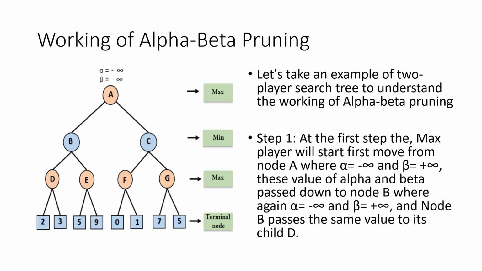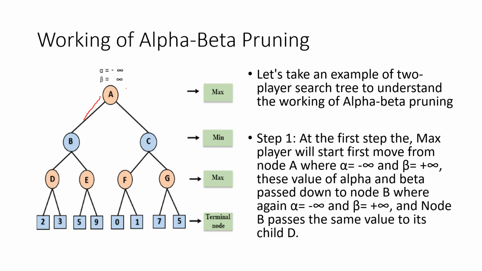So here we will start with the two threshold values, alpha and beta. Alpha means the best value max can guarantee so far, and beta is the best value min can guarantee so far. And if alpha is greater than or equal to beta, then we will stop exploring that branch, which is called pruning. So we will start from the root node. Here the root node is A, and the starting value of alpha is minus infinity and beta is plus infinity. And max explores the left subtree first.